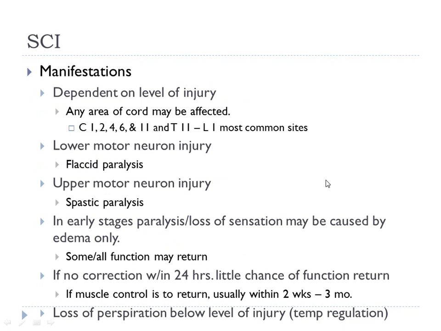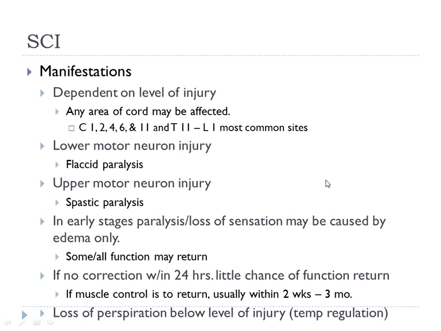Again, where the injury happens depends on what the manifestations are going to be. So if you have a C1 or a C2 spinal cord injury, what's going to happen to that patient? They're probably going to die, right? That's because the patient will not breathe. There wouldn't be time to get them on the ventilator. Sometimes we do. Sometimes we can save them. But then you think, what kind of quality of life is this person going to have? That's just C1 or C1 and C2. Usually that person does not have a good outcome. Right.